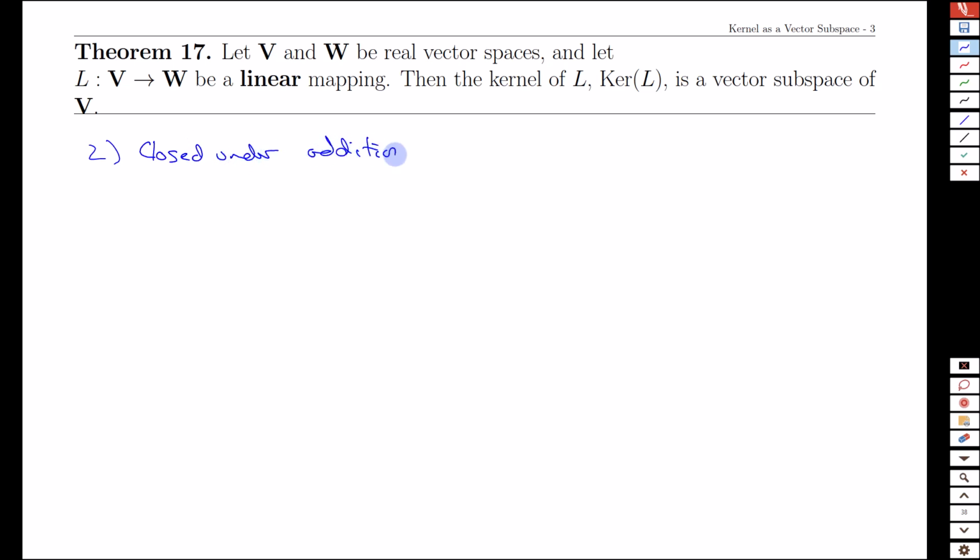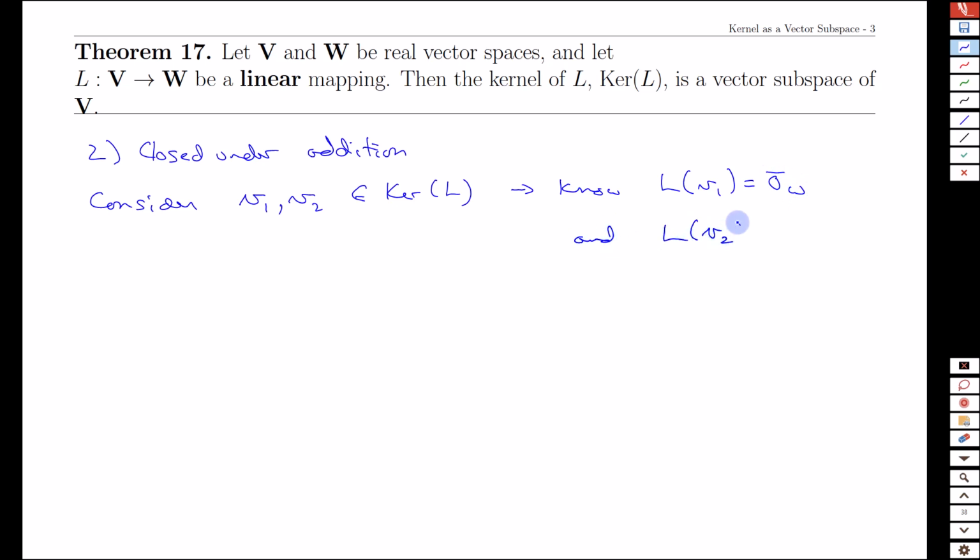So the routine for this is the same as always. We consider two elements of the kernel. So we're going to call them V1, V2, because V are the input values or input vectors. So take two vectors in the kernel of L, and that means that we know that the transform of V1 is the 0 vector in W, and the transform of V2 is also the 0 vector in W, because that's the membership condition for being in the kernel.